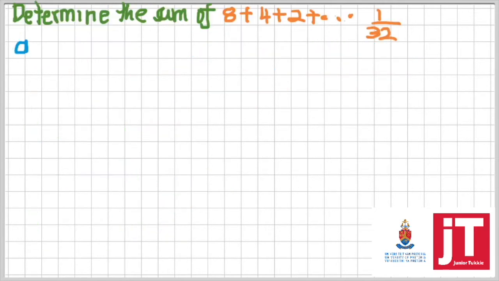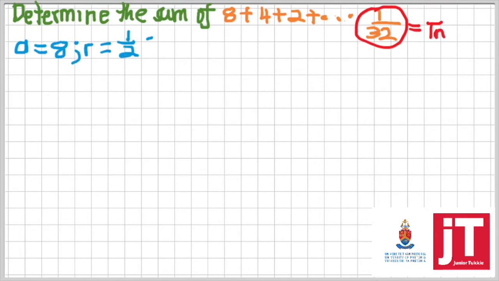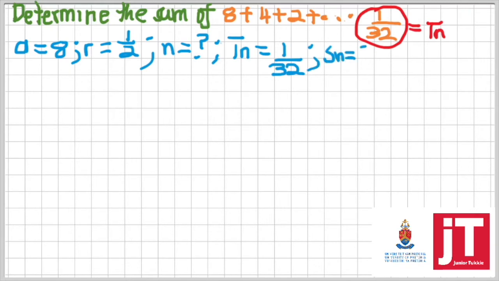We move on. The second question is saying, determine the sum of 8 plus 4 plus 2 plus up to 1 over 32. Notice our Tn, the last term, is 1 over 32. So that 1 over 32 represents Tn. We state a is equal to 8. Our r is equal to half. Our n is unknown. Our Tn is 1 over 32. Our Sn is unknown as well. So we've got two unknowns, n and Sn.